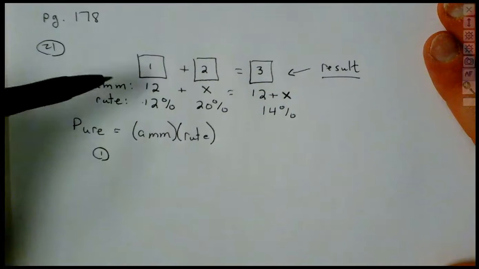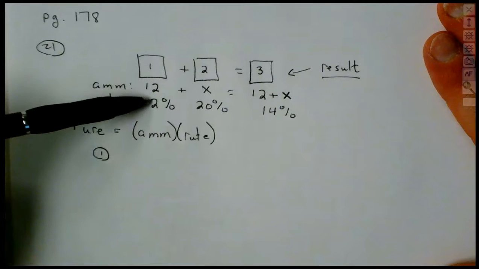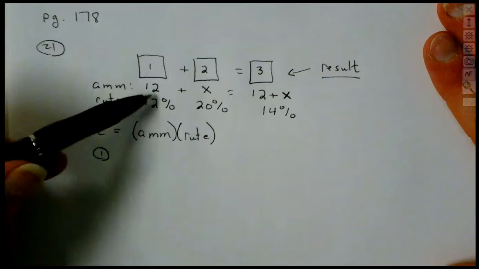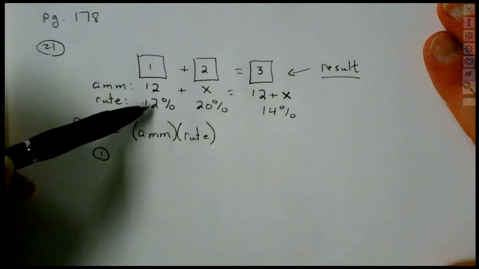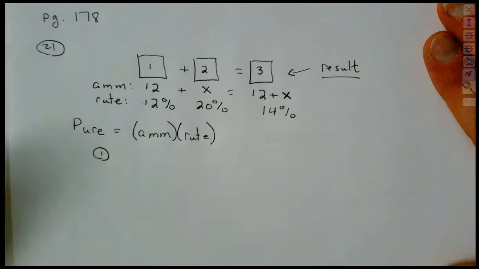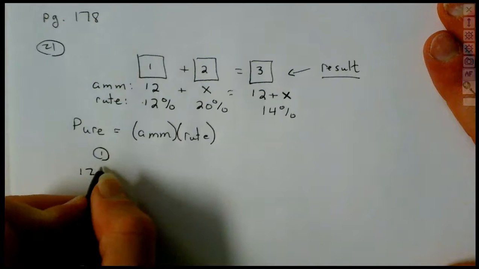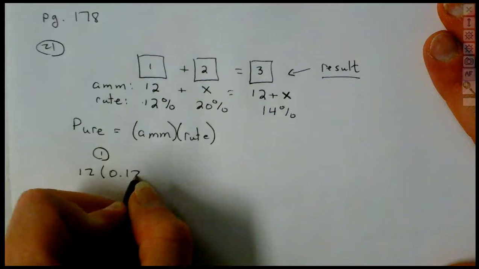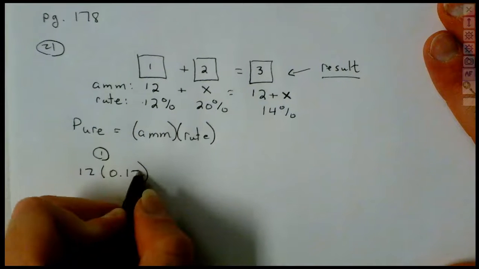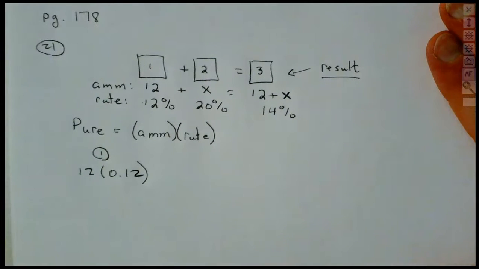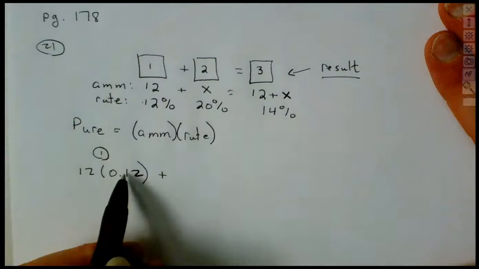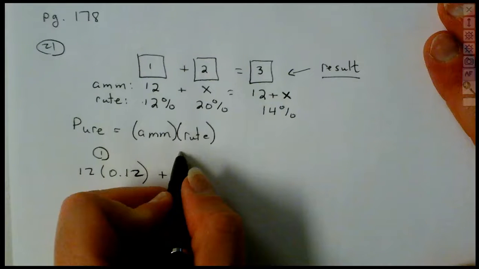So what do we have for our first one? Let's look at our amount and our rate. Well, that's 12%. 12 for the amount. So that's 12 times 0.12, because 12% is 0.12. So that's your first container. Again, it doesn't matter the order, because it's all commutative.